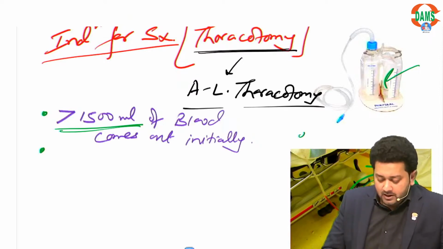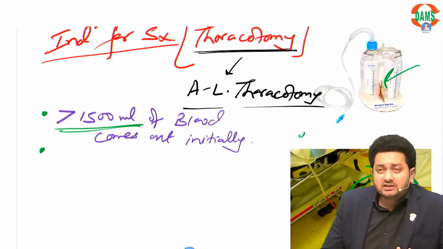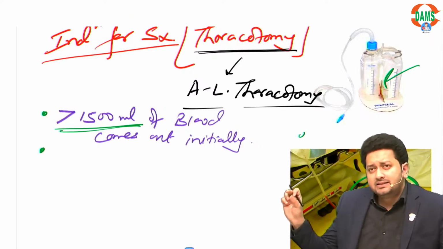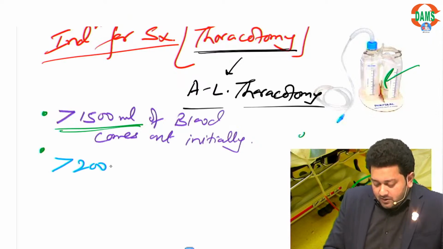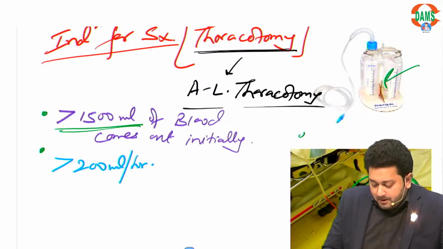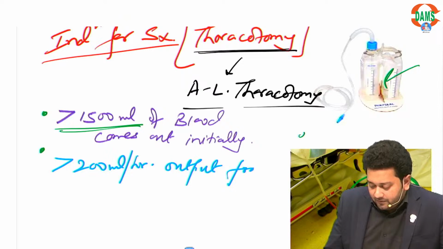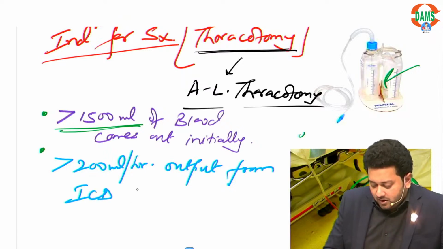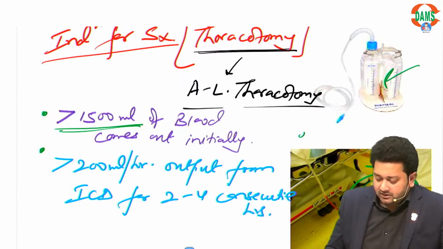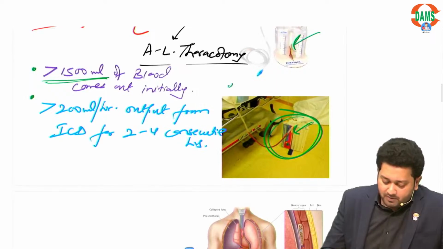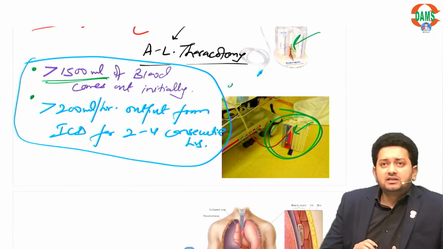Second indication is, suppose the blood which has come is not 1500, it is suppose 800 ml or 600 ml. Then you have to see how much blood is coming from that ICD every hour. And if it is more than 200 ml per hour output from ICD for 2 to 4 consecutive hours, I want you to remember these two indications for surgery.